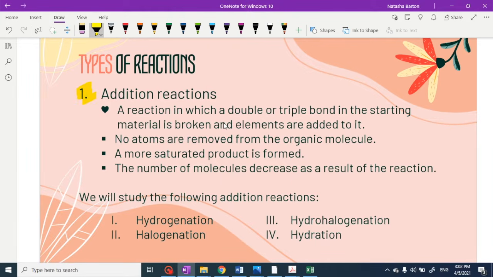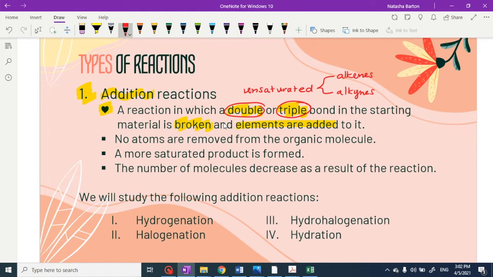To start off, we have the addition reaction, and by definition an addition reaction is a reaction in which a double or triple bond in the starting material will be broken, and elements are then going to be added to that material. Let's think about it nicely. Double or triple bonds should remind you of unsaturated organic compounds, such as our alkenes that contain a double bond and the alkynes that contain a triple bond.